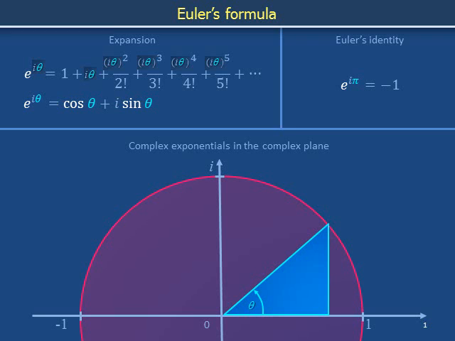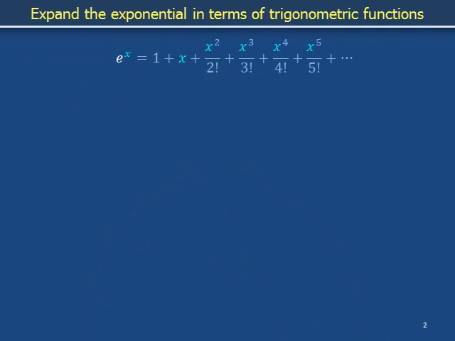In this slide deck, we demonstrate Euler's formula, we illustrate how to plot complex exponentials in the complex plane, and we point out Euler's identity. Recall that e to the x can be expressed as a power series, 1 plus x taken to ascending powers and divided by ascending factorials.